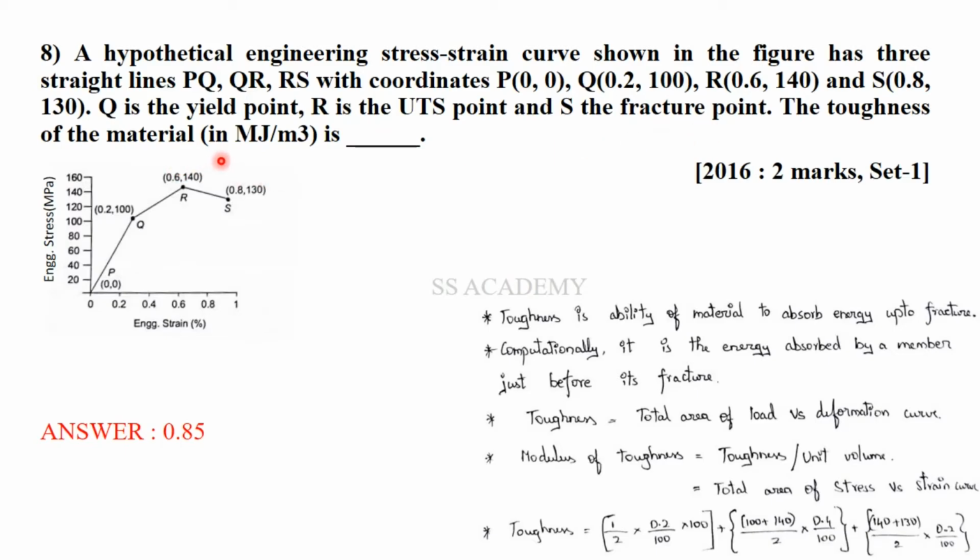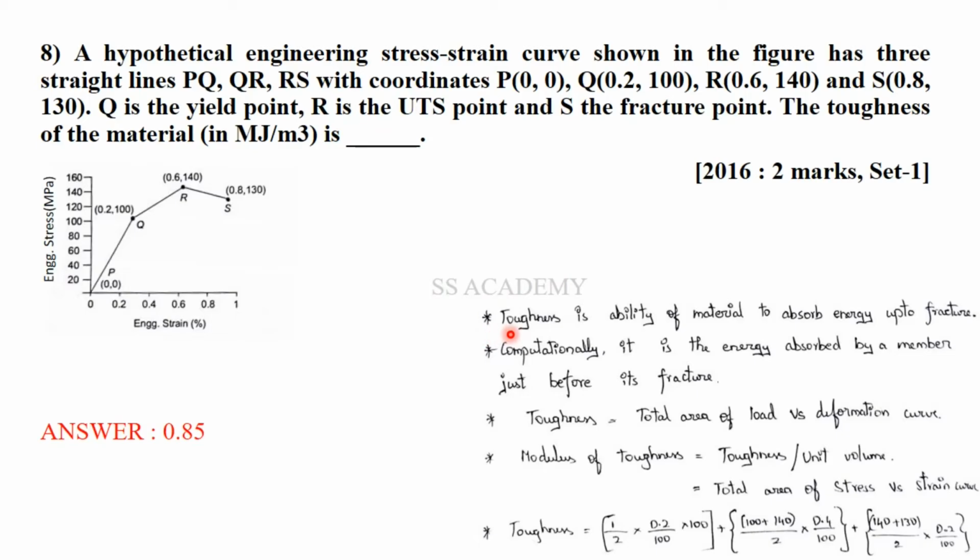They have asked the toughness of the material in megajoule per meter cube. Actually toughness is given only in joules, that is just megajoules. But here they have given it as megajoule per meter cube, which means they are asking the modulus of toughness. It is a 2016 set 1 GATE 2 mark question.